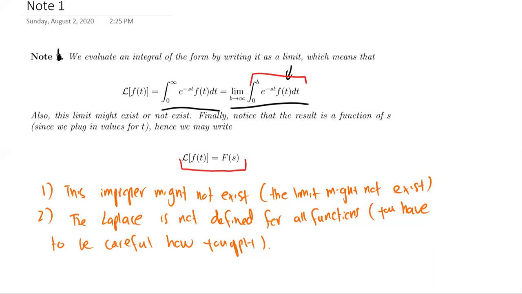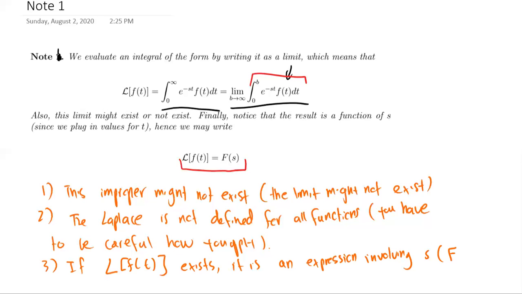So that's the last note. Let me make it clearer that it's a lowercase f. If the Laplace transform of a function exists, it is an expression involving s. In other words, we can write it like this. I don't want the notation to look weird, and we already wrote it up here, so that's fine.